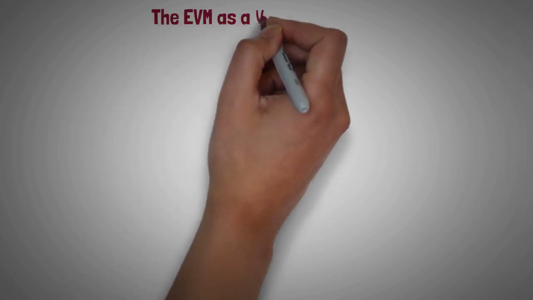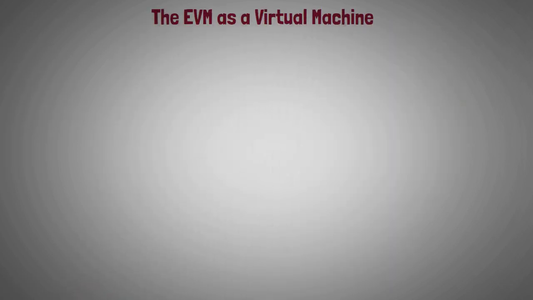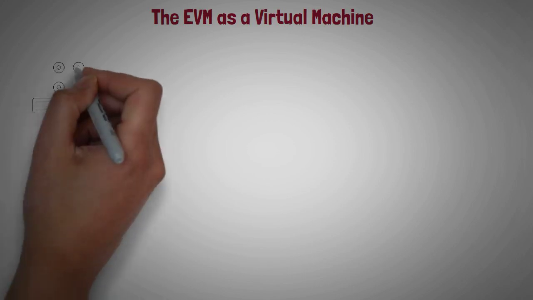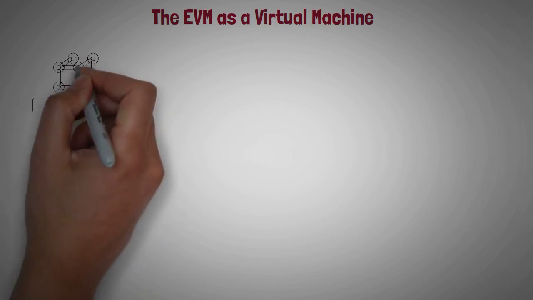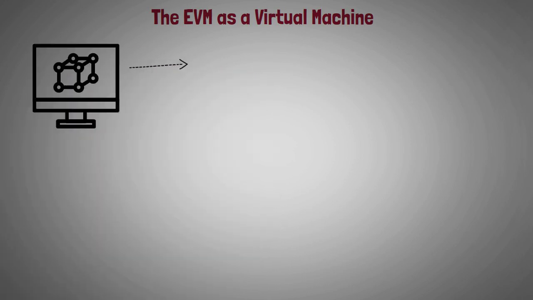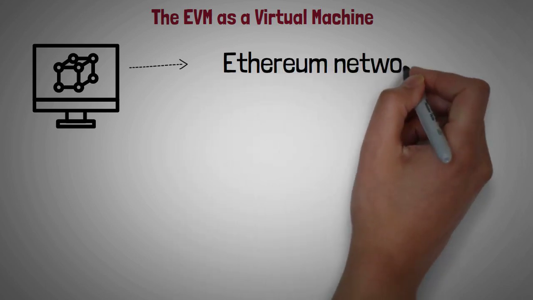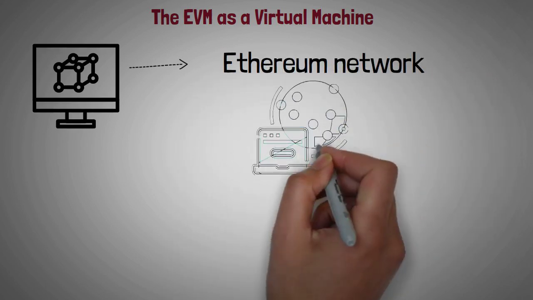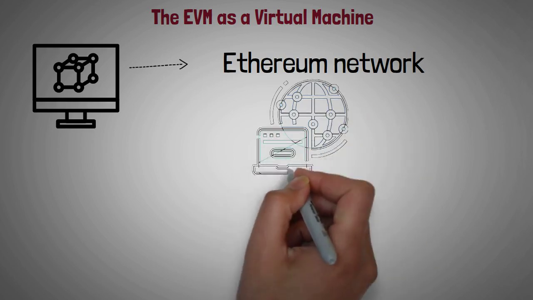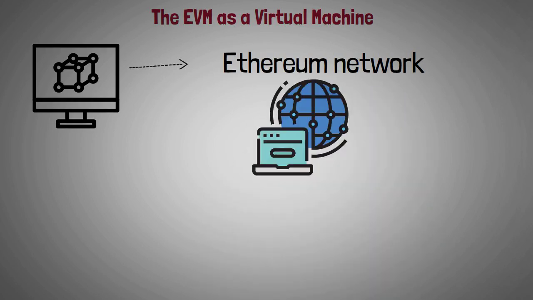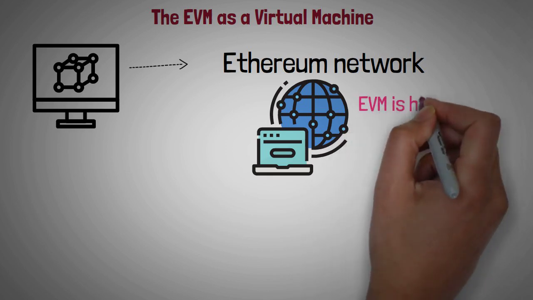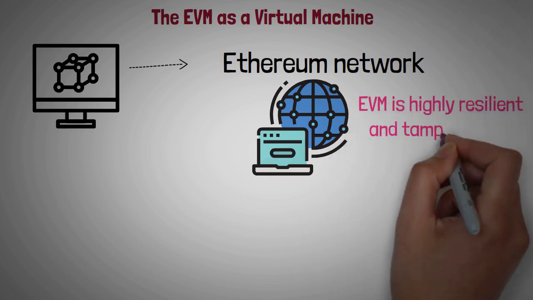The EVM as a virtual machine. The Ethereum Virtual Machine, EVM, operates as a virtual machine, which is essentially a simulated computer environment running on the Ethereum network. Unlike a physical computer, the EVM is distributed across thousands of nodes worldwide, collectively contributing to its computational power. This decentralized nature ensures that the EVM is highly resilient and tamper-proof.